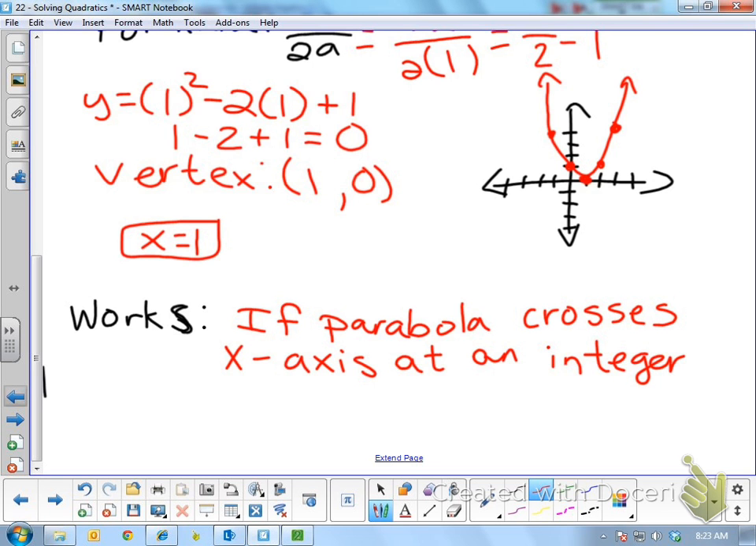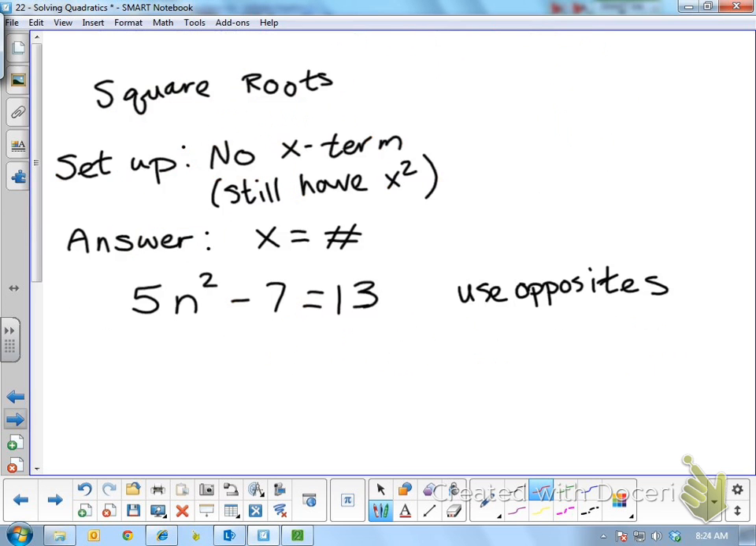So that was our first method. Second method. What's our second method that we're going to be working with? Square roots. Does everyone have this written down before I move to the next page? Okay, square roots.